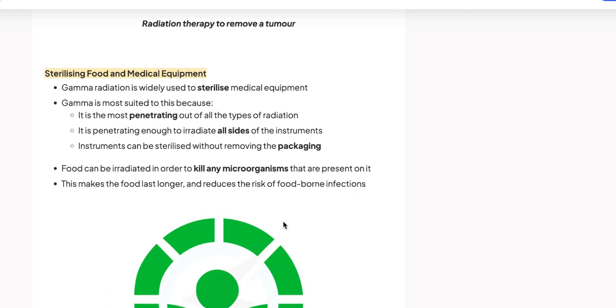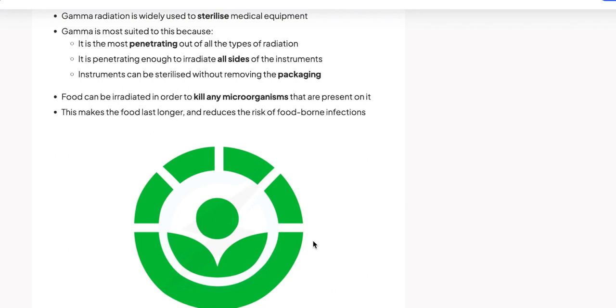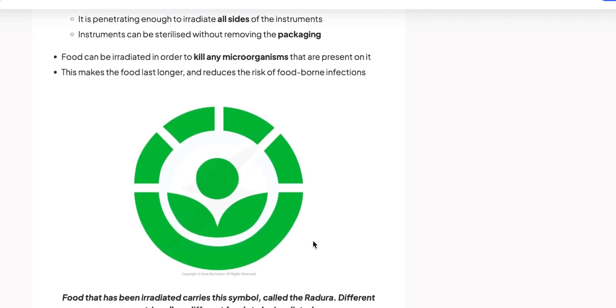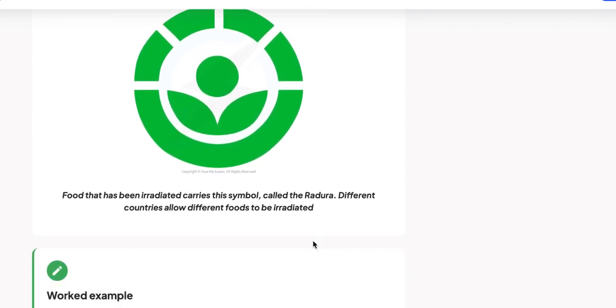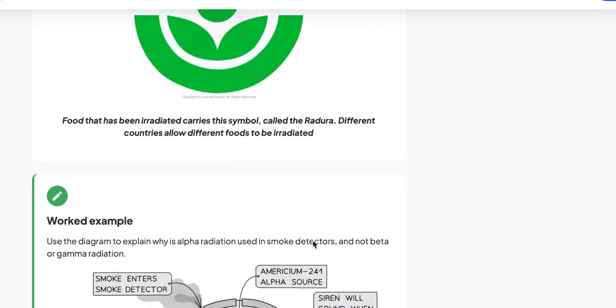Food can be irradiated in order to kill any microorganisms that may be present on the food, right? And this makes the food last longer and reduces the risk of food-borne infection from causing diseases to our body. Now let's take a look at an example.